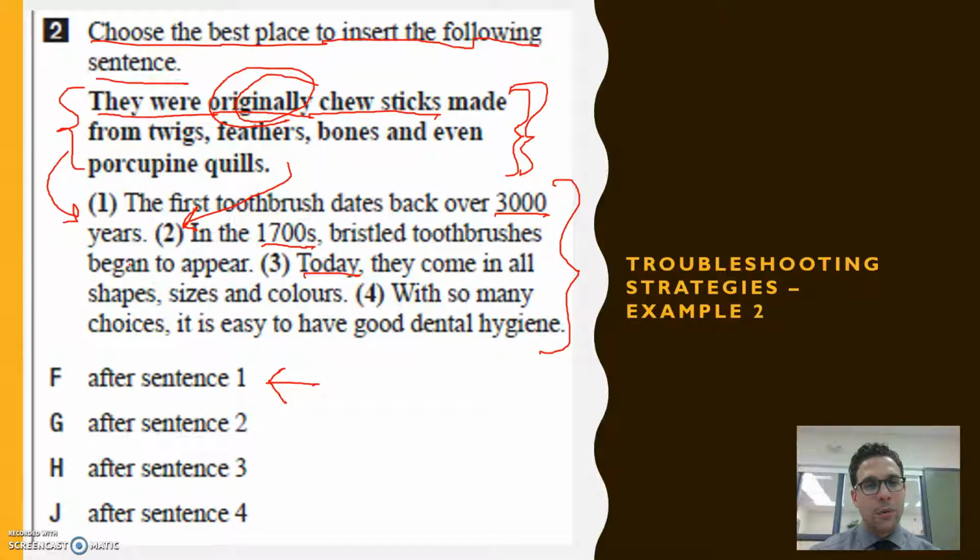I do my check in my review. I've used the substitution as a check method, and it seems to make perfect sense, so I go with option F. The answer is after sentence 1.